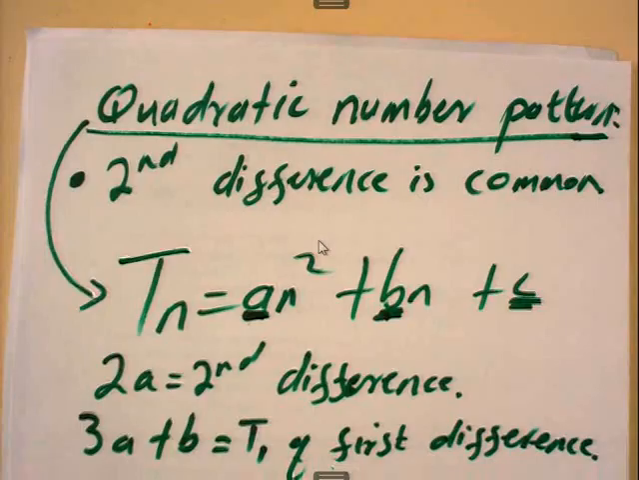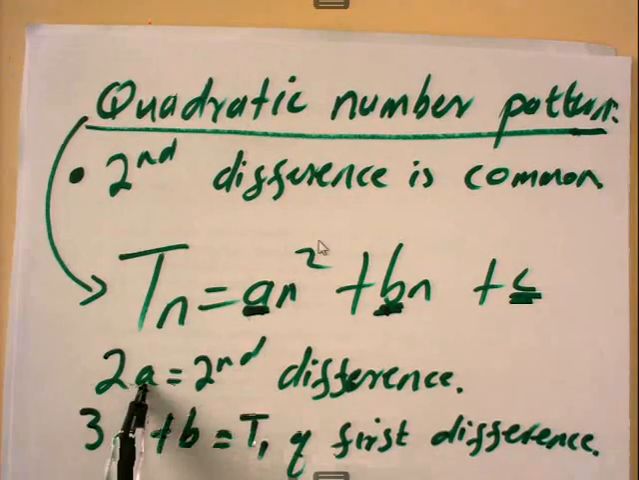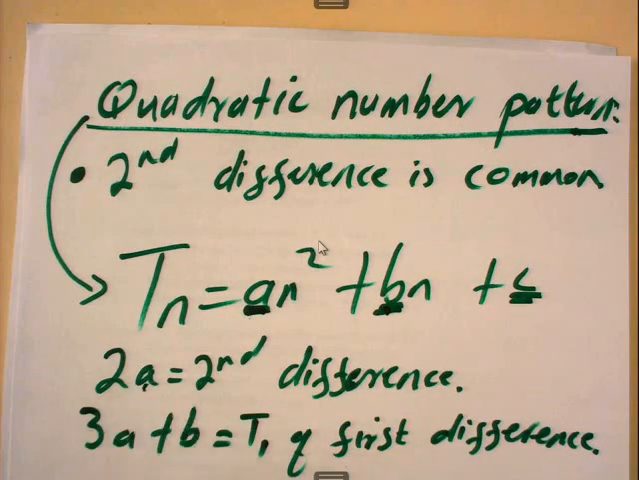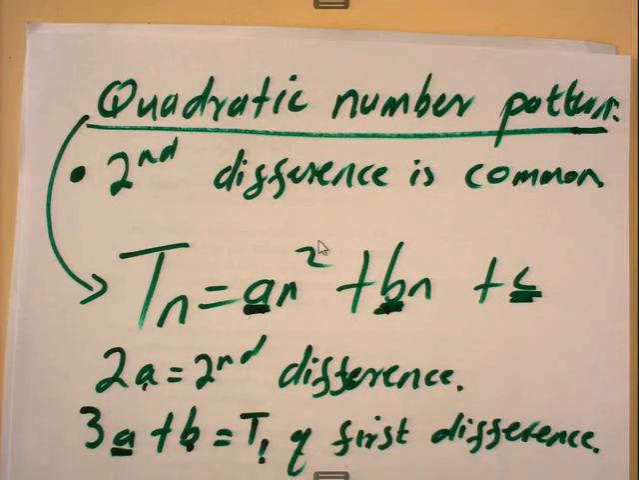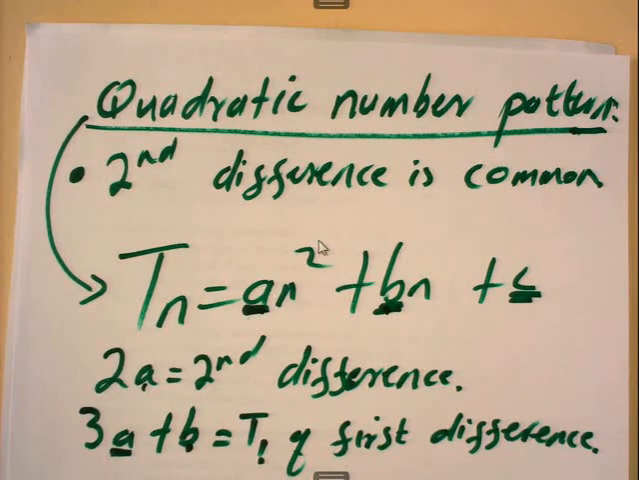That is how we determine it. Remember, from this step, we have already determined the value of A. So it's easy for us to substitute A here, and then we can determine the value of B, because the first term of the first difference can also be determined by finding the difference between the given terms.